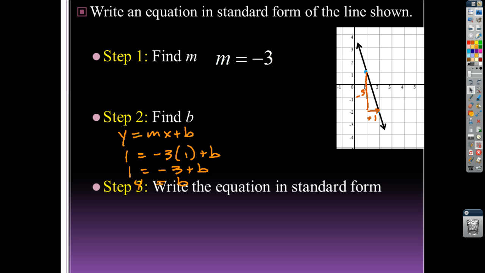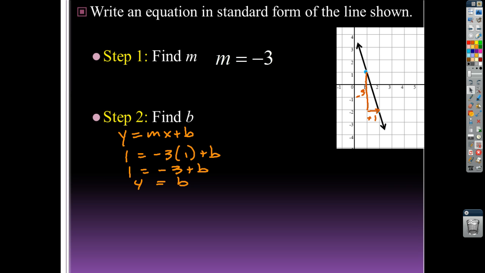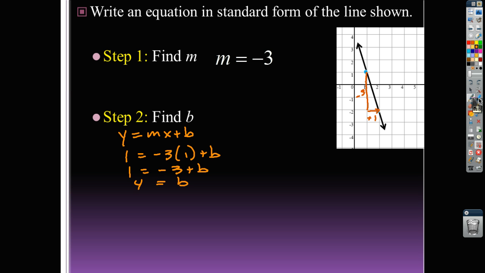So let's put it in standard form. Let's put it back into slope-intercept. So we've got y is equal to negative 3x plus 4. I'm going to add 3x to both sides. So I'm going to end up with 3x plus y is equal to 4.